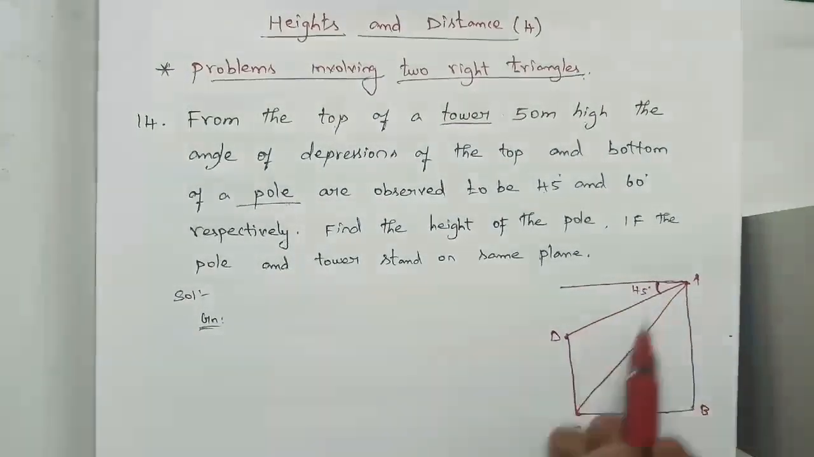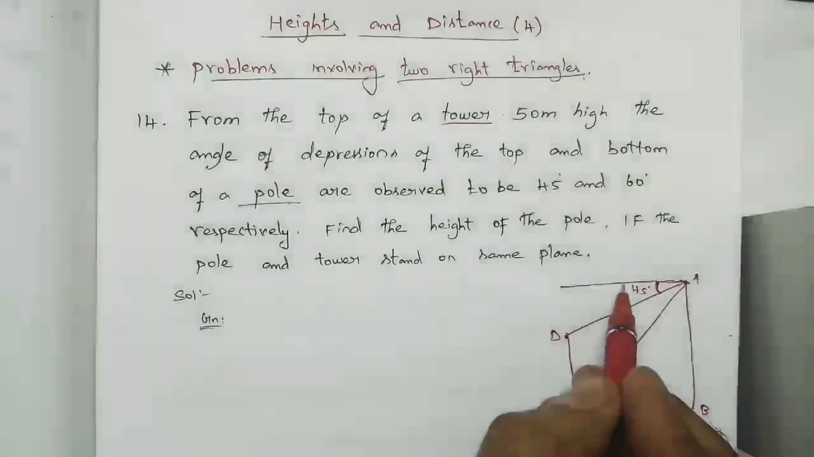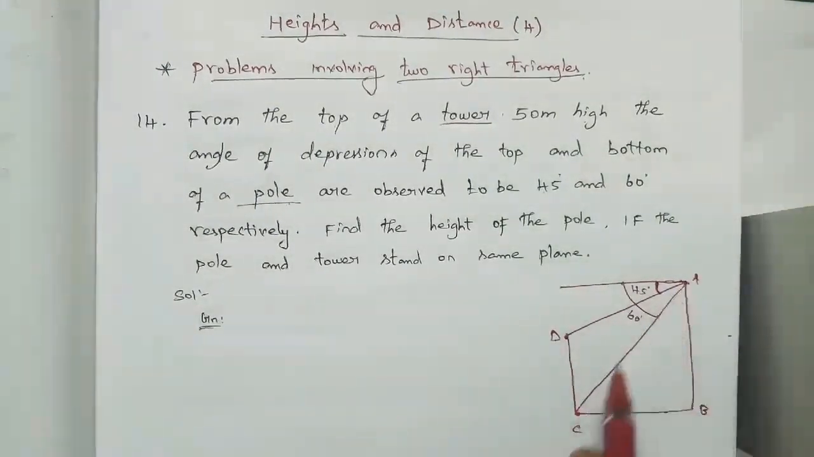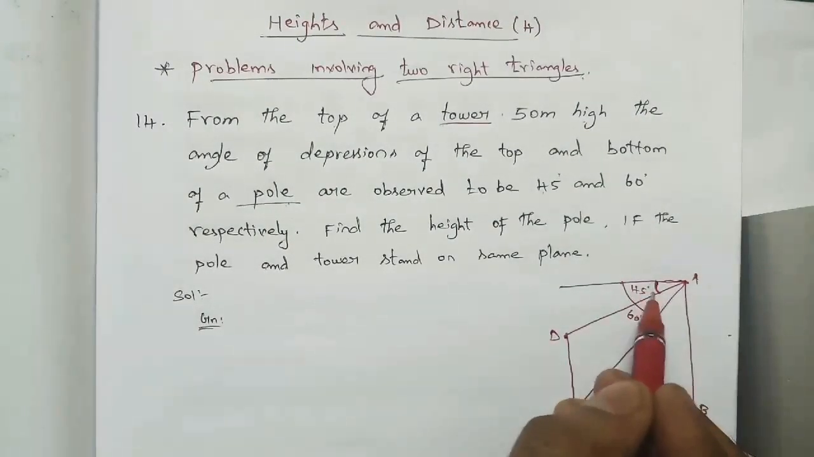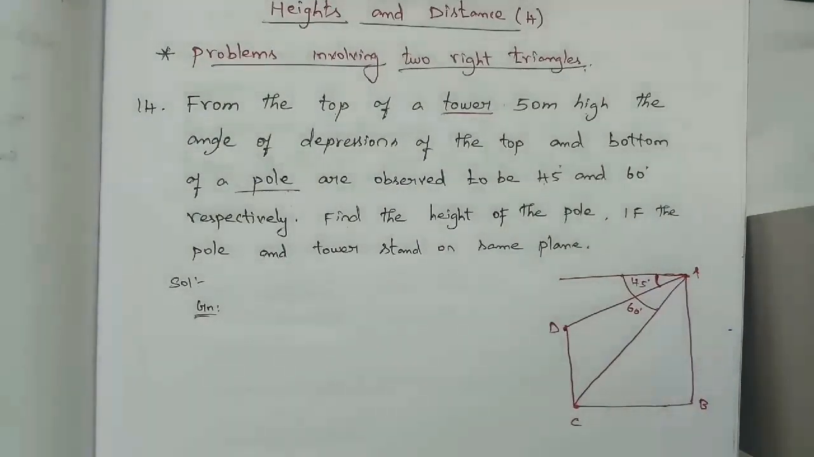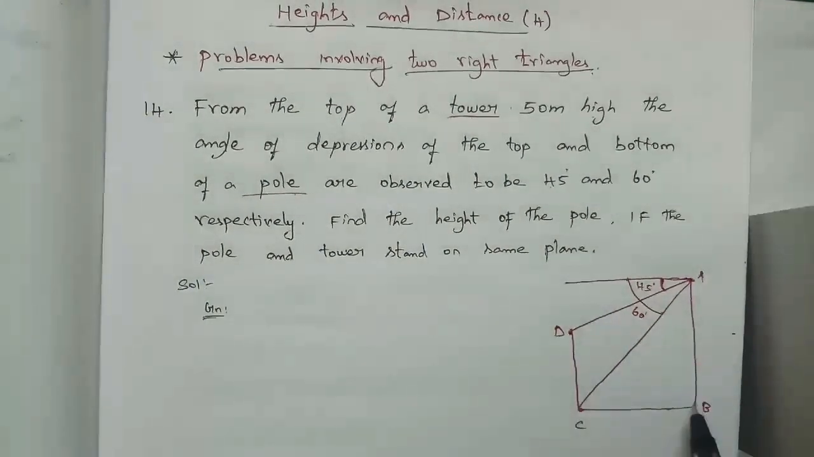And they are observing the foot of the pole at an angle of 60 degree. So this angle is 60 degree. This is the line of sight and this is the horizontal line, and this angle is 60 degree and this is 45 degree. Now we have to draw two right triangles. So how are we going to draw the right triangles? Very simple. See, this is already a right triangle. Triangle ABC is a right triangle.